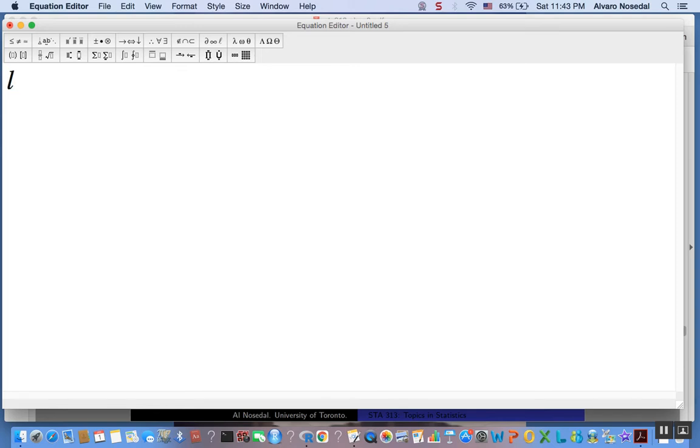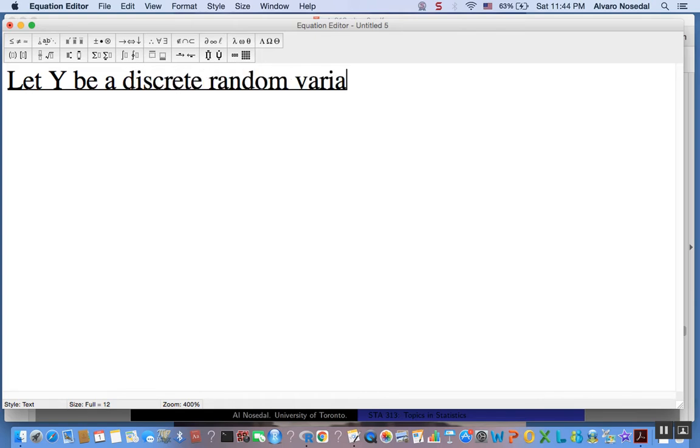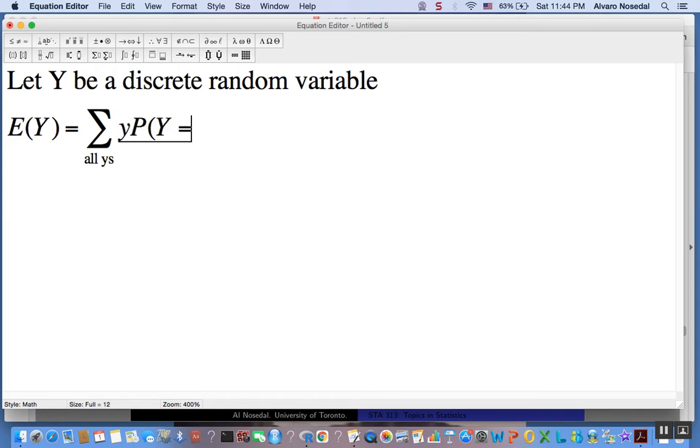So let y be a discrete random variable. We know that the expected value of that random variable y is given by the sum over all y's of y times the probability that the random variable y assumes that particular value. Make sense?